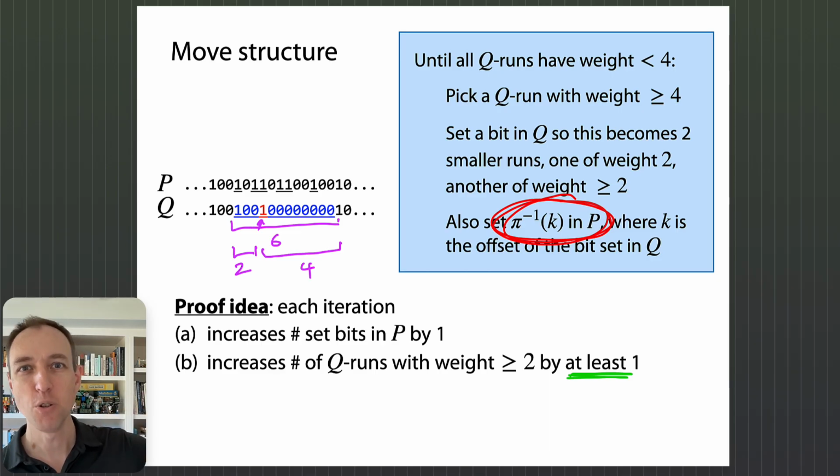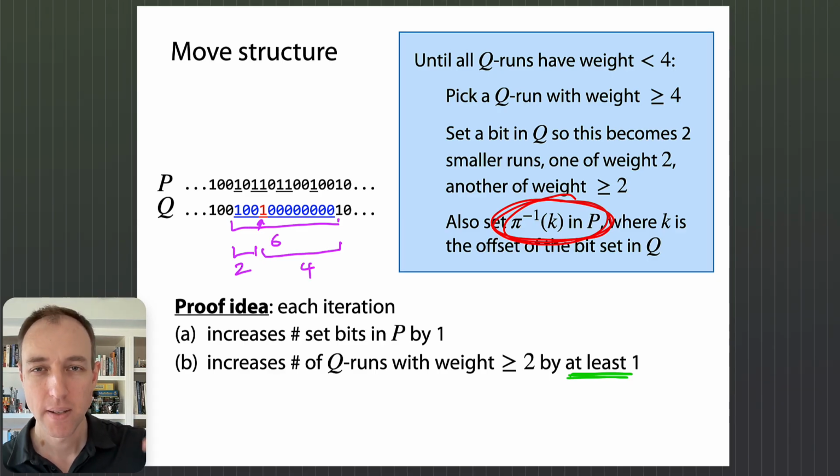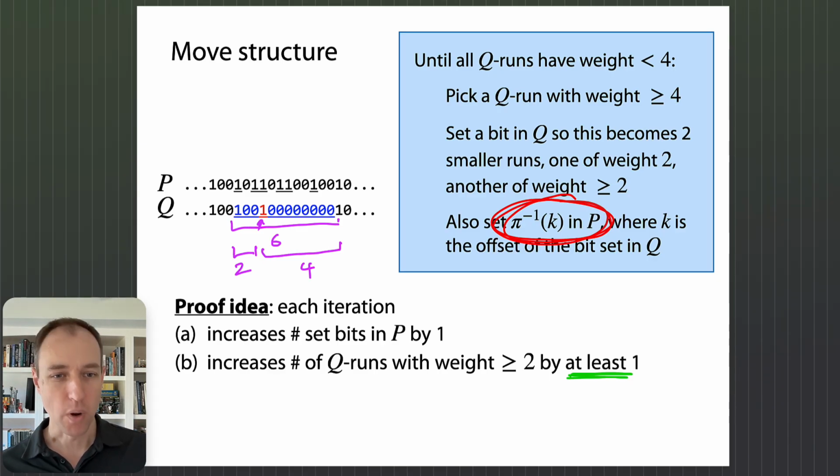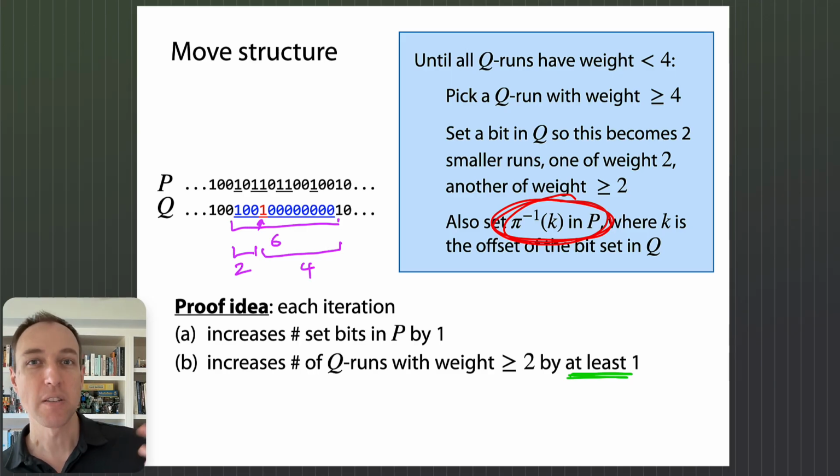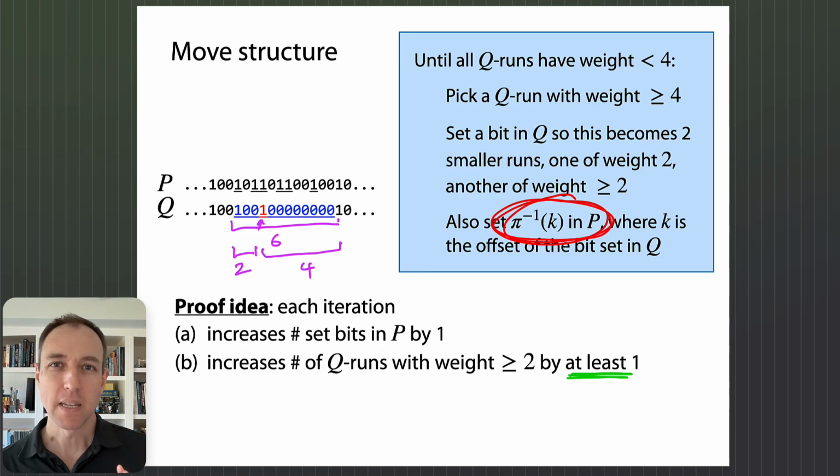There's some other Q run that happens to be the one that overlaps that bit that we set in P. Its weight goes up by 1. So it's possible that more than one Q run achieves this weight, that we increase the number of Q runs with weight at least 2 by more than 1. But that's not so important for the proof. The main thing for the proof is that we increase it by at least 1.